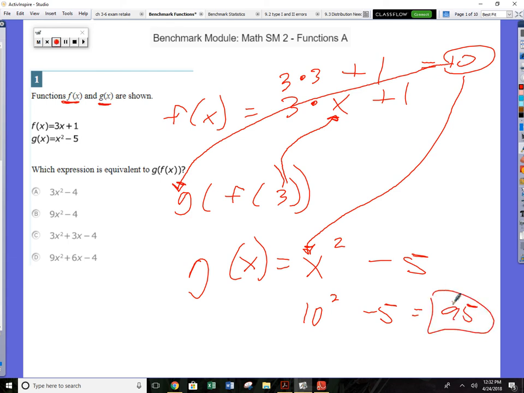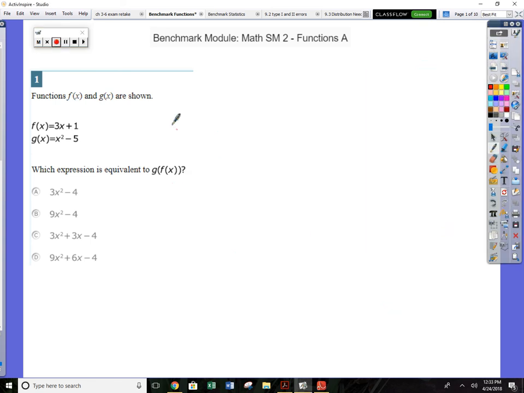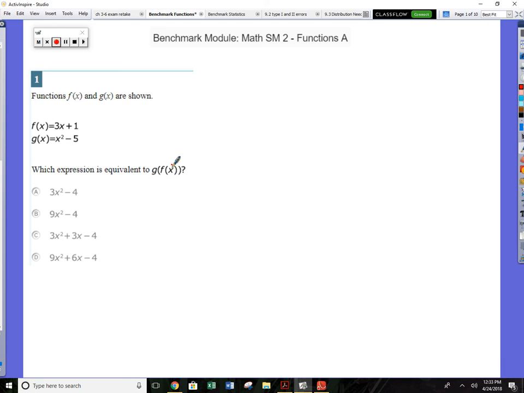If I take 3 and plug it into f and then plug that into g, I'm going to end up at 95. We're going to go abstract. So here's what we're going to do. We are going to take x and plug it into f, which is already done. So f of x says this: you times 3 by whatever you want to plug in, and I want to plug in x, so I just plug in x, and then I plus 1.